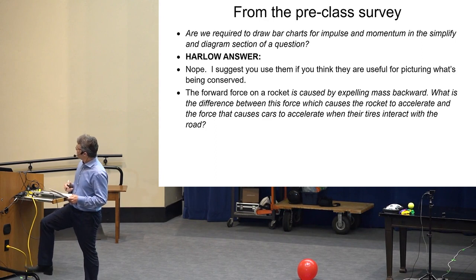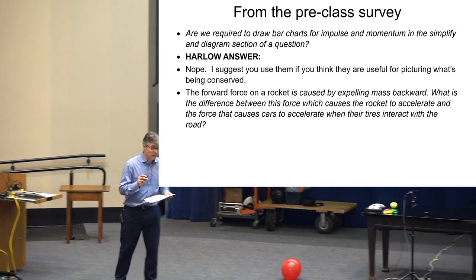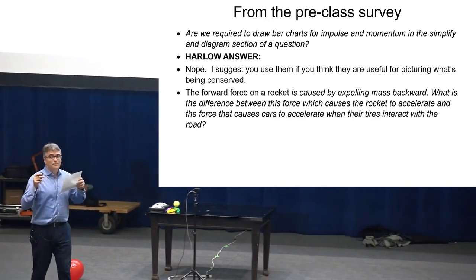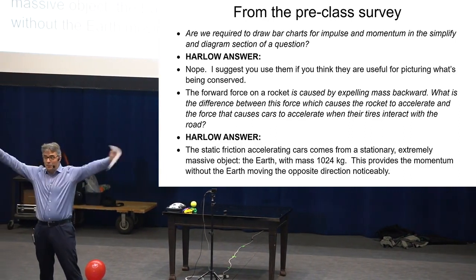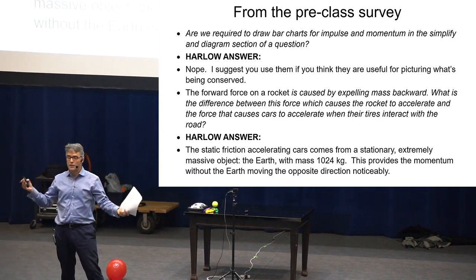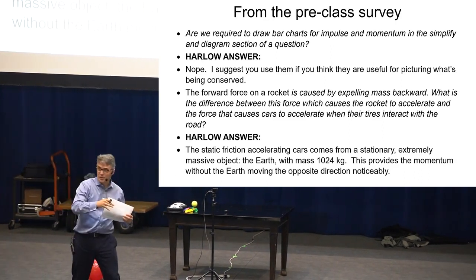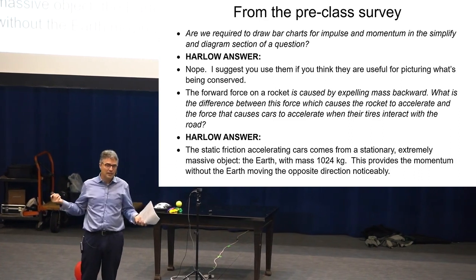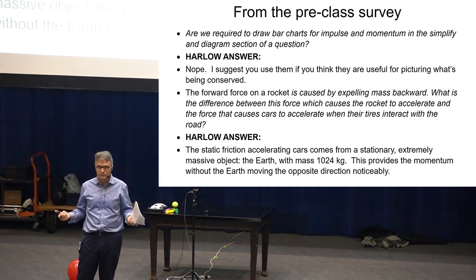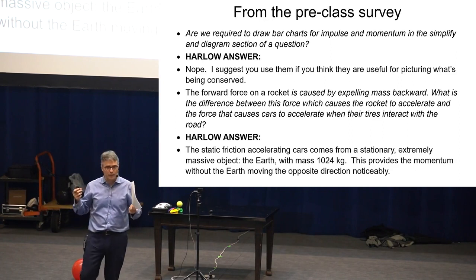Forward force on a rocket is caused by expelling mass backwards. What's the difference between this and the force that causes cars to accelerate when their tires interact with the road? This is actually a pretty confusing part of Chapter 6: you say momentum's conserved, but then it never really is. The reason is that there's an almost infinite momentum sink coming from the Earth. The Earth has a mass of about 10 to the 24 kilograms, so it pushes forward on your car with some static friction that accelerates your car. If you conserve momentum there, the Earth picks up the exact same amount of momentum in the opposite direction. But you never observe that because it gets absorbed when you divide by the mass of the Earth, so the recoil velocity of the Earth is 0.